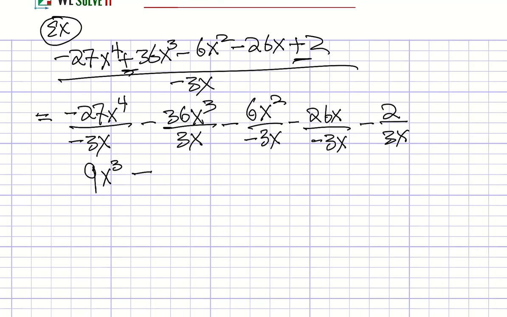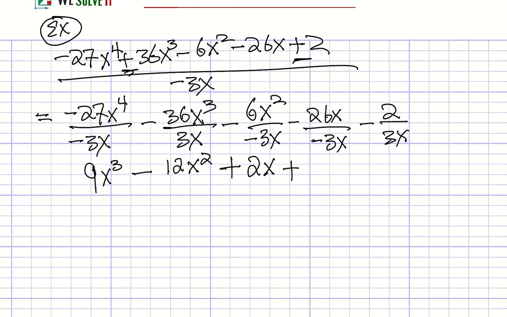3 divided by 36, what do you get? You get 1, and then 3 is 2, and then it's x raised to the power 2. You see that, right? Okay, now again, negative divided by negative will be positive, so you get 2x, that's it.